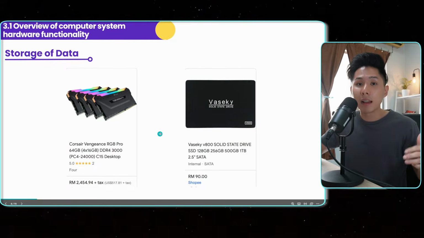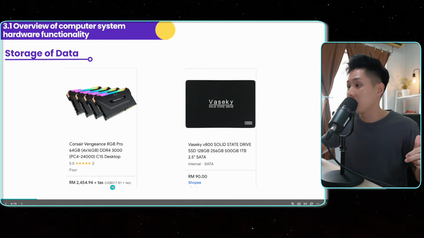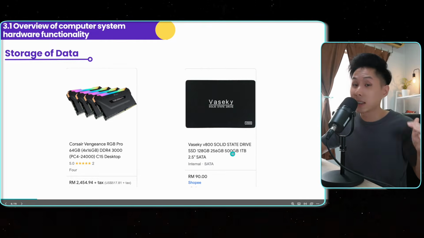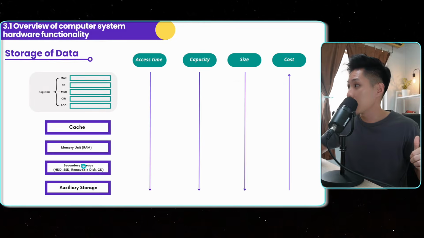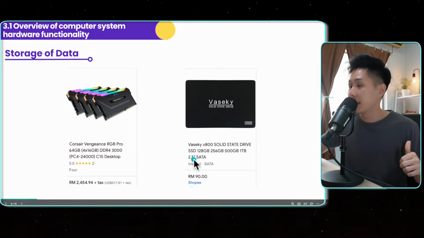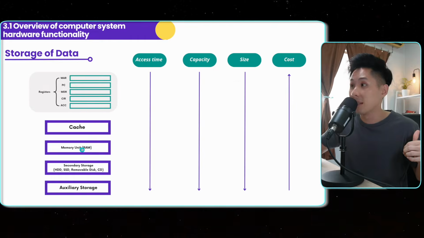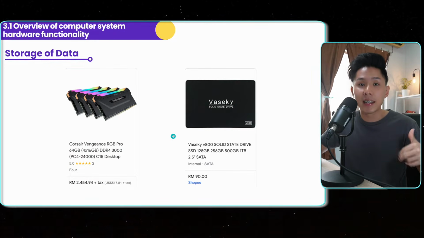To illustrate, I found a few images on Google for you to see. This is a 64 gigabyte RAM component that is sold online, and it costs around $500 US, whereas a 256 gigabyte SSD, which is a secondary storage, is a lot cheaper than what the RAM costs, which is the memory unit here. So this image is an illustration of how their capacity and cost can vary.